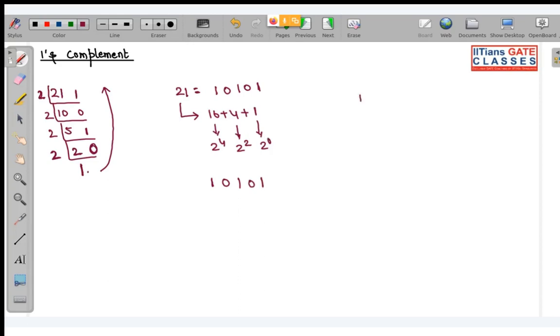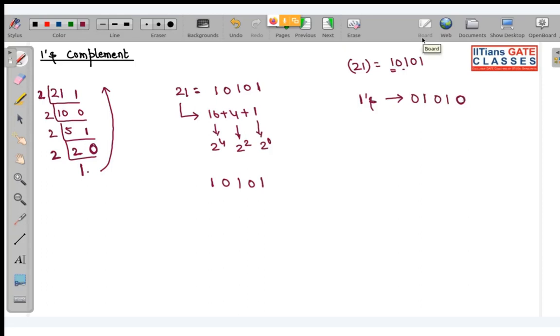Now ones complement, if you have studied: suppose I want to calculate the ones complement of 21, whose binary equivalent is 10101. What we do is complement bit by bit. So 1 converts to 0, 0 converts to 1, 1 converts to 0, 0 converts to 1, and 1 converts to 0. This is the ones complement of 21.